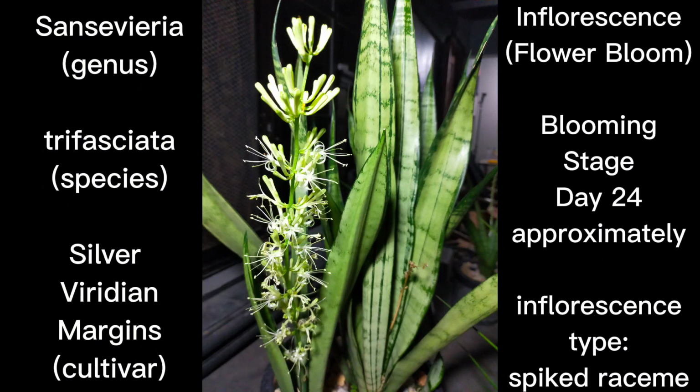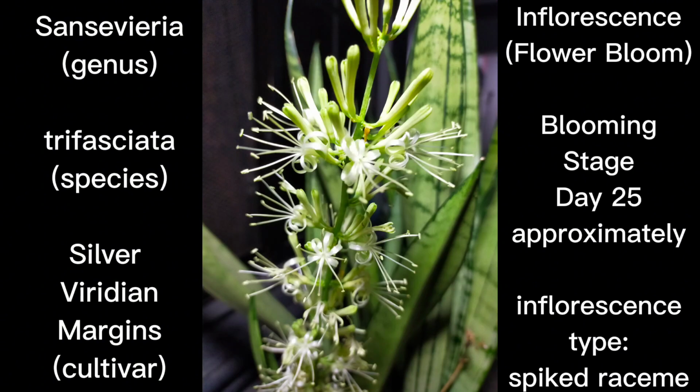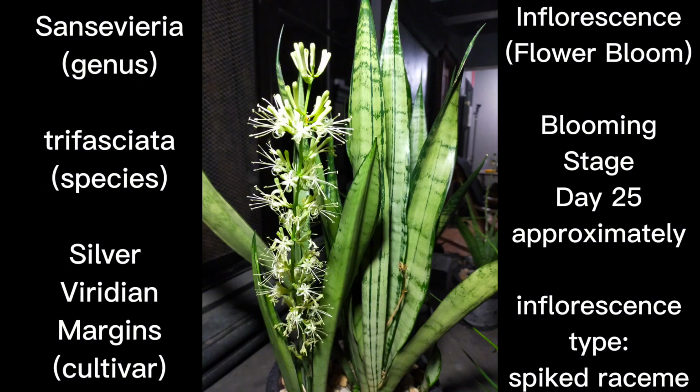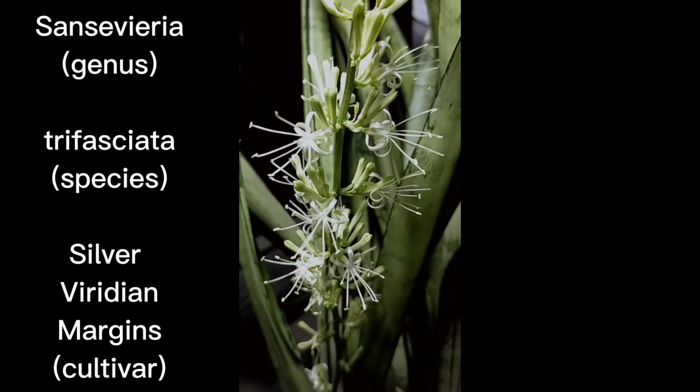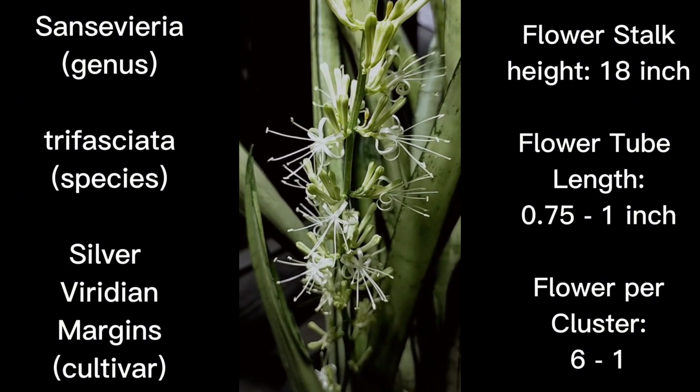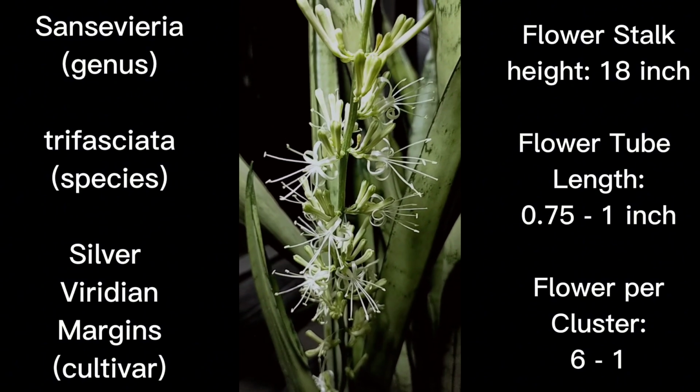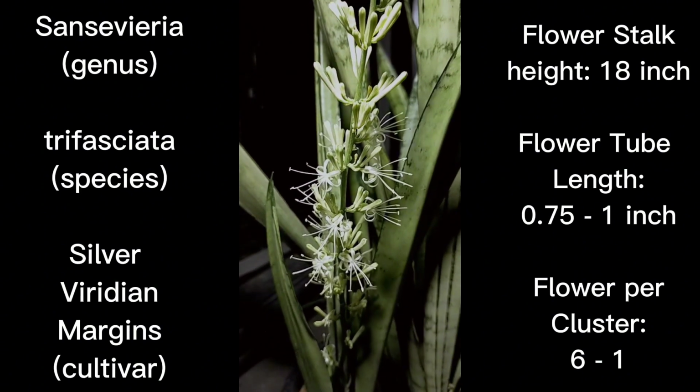I think it takes about 26 to 27 days for all the flower buds to open up. And after showing you the final stages of the blooming stage, I will be describing the inflorescence or flower bloom of this specific cultivar of trifasciata. Right now it's day 26. Almost all of the flower buds opened up. I think it took 28 days for all of the flower buds to open up.